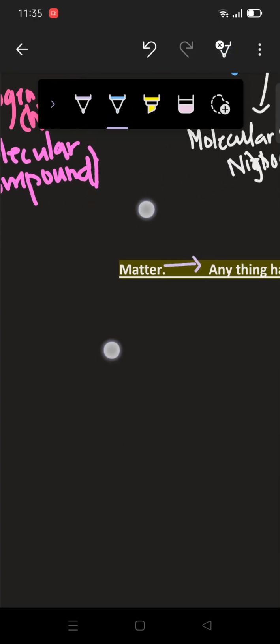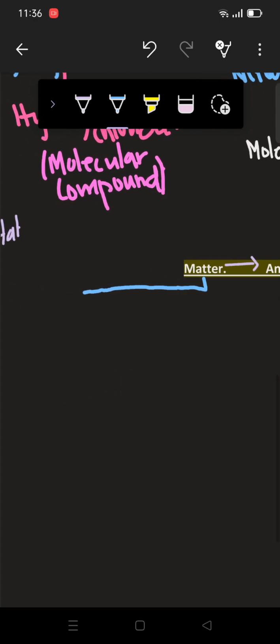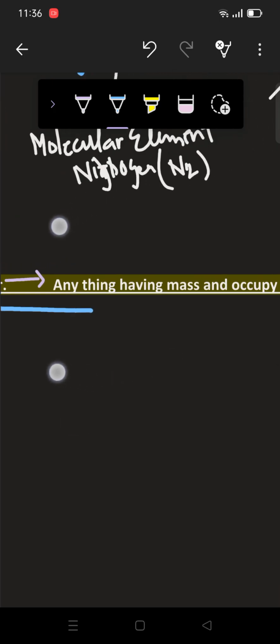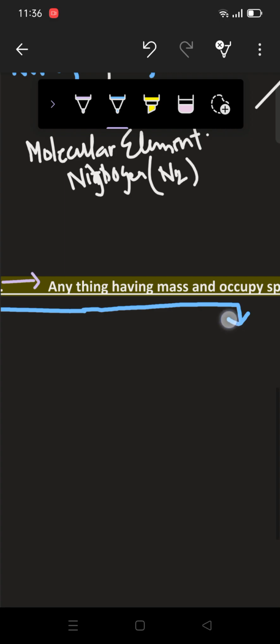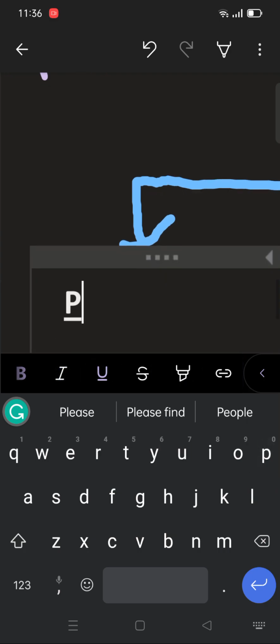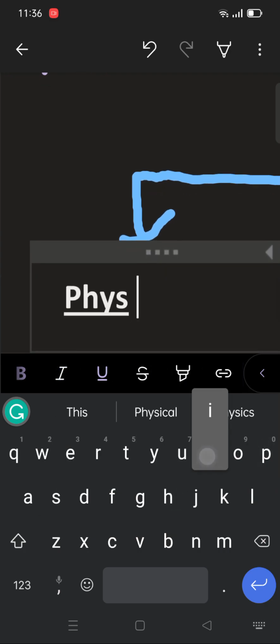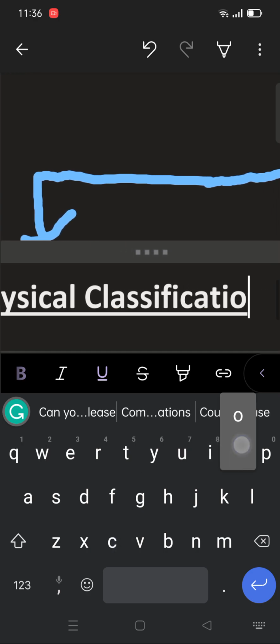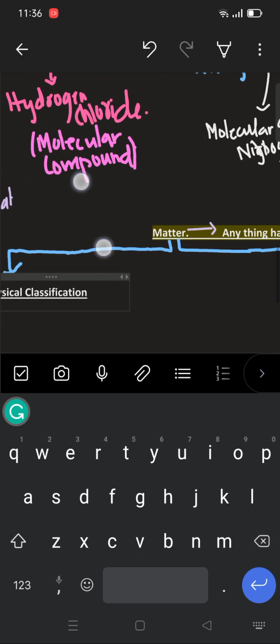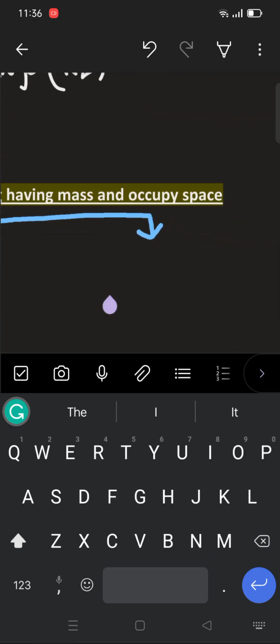So, we have two types of classifications. The first one is physical classification. Let's write it here: physical classification. And another is chemical classification. So let's write that too. We have chemical classification.